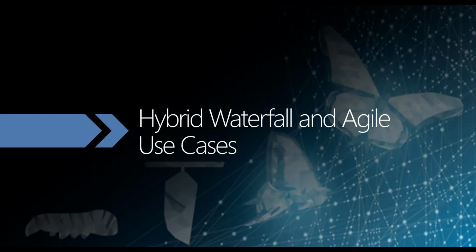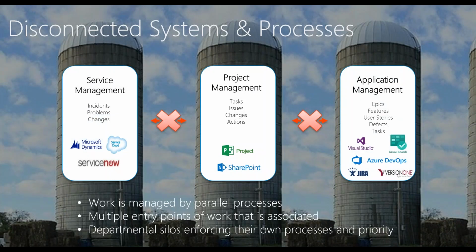So the thing is, we have to understand where we are in that and what our goals are as we decide what approach we're going to take. So if we look at the hybrid waterfall and Agile use cases, which is our focus today, the reality in the marketplace today is that with the proliferation of tools that are out there in the marketplace and largely getting more voluminous because of the cloud offerings that are out there, we end up in our organizations with a lot of disconnected systems and processes and a proliferation of tools.